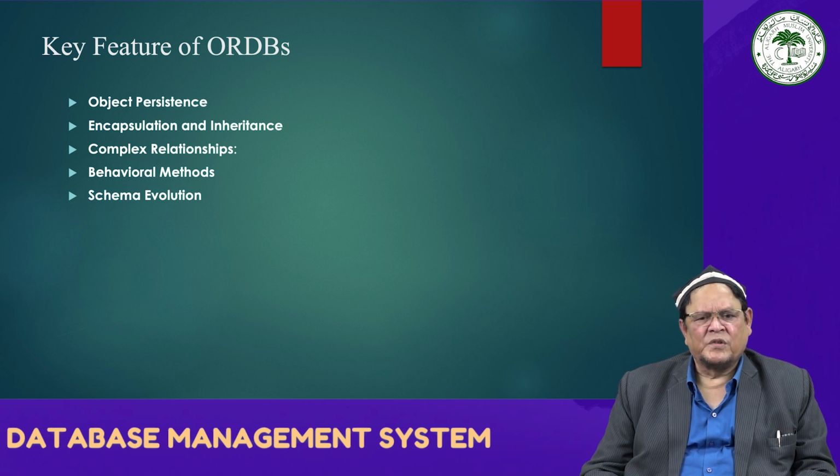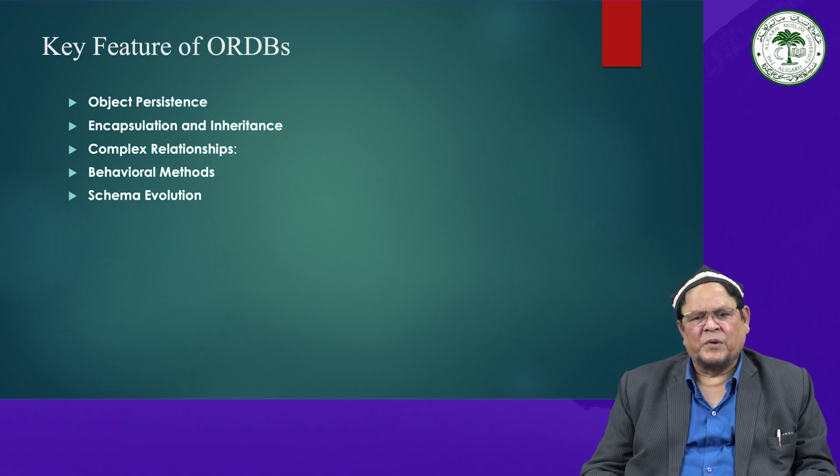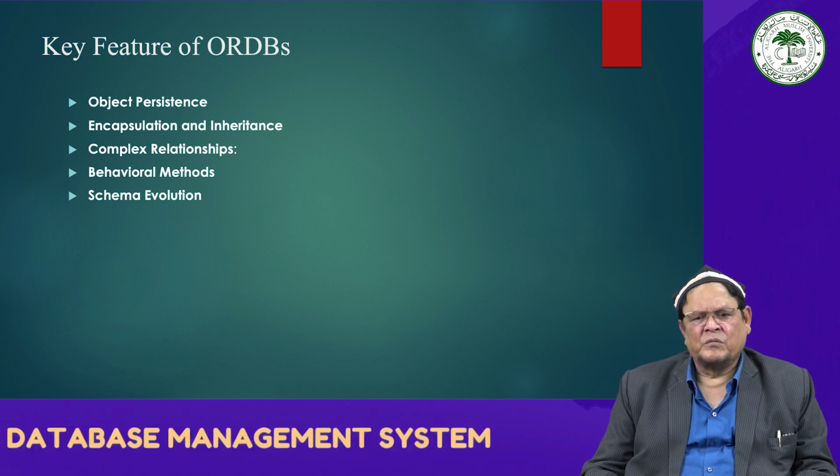Complex relationships. An object-oriented database system can represent complex relationships between objects, including one-to-one, one-to-many, and many-to-one associations. Behavioral methods. Objects in an OODB system can have associated methods and functions, enabling them to encapsulate behavior alongside data.